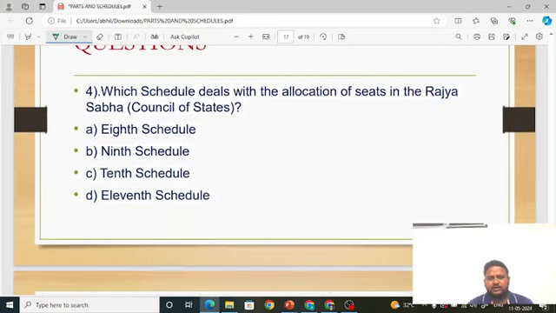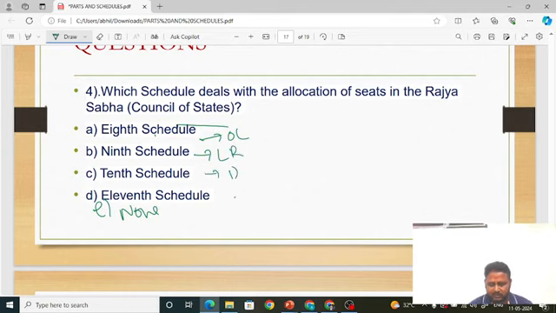Which schedule deals with the allocation of seats in the Rajya Sabha? This is very easy. We have discussed this many times in the discussion. I told, it is dealt in which schedule? Let the option be none also. Like this question, through the questions only we have to revise. So here 8th schedule talks about official languages. 9th schedule land reforms. 10th schedule defection and anti-defection.